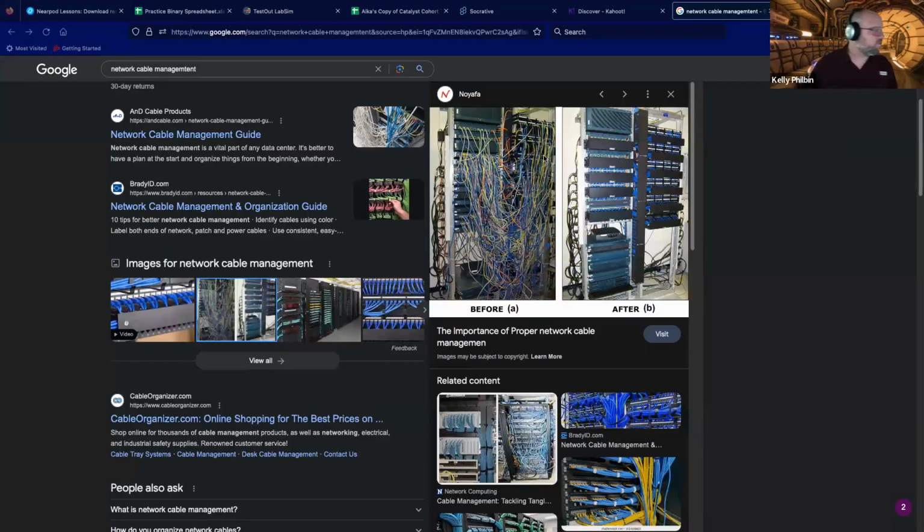So which server would you prefer to work on? The one on the left or the one on the right? Left. Left? You think it'd be easier? It looks that way. Yeah, that cable management is crazy. Yeah. So this is a drastic difference, right?